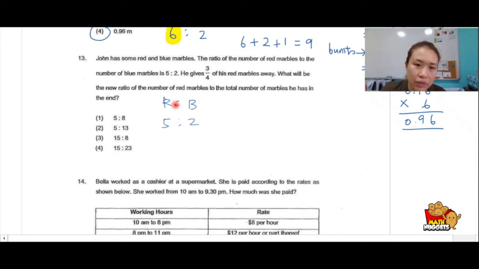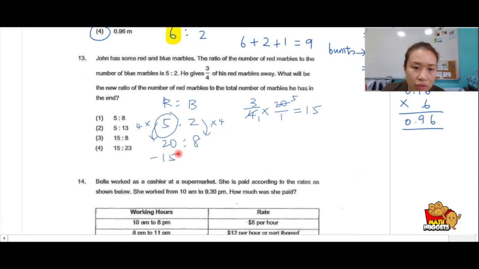Now we want to divide the red into 4 parts, but it's currently 5. So we need to multiply it by 4 so that we can take 3/4 of it. Okay, so we times 4, it becomes 20. This times 4, this is 8. So now we need to know what is 3/4 of 20 units. 15 units. So he gave 15 units away. Okay, so the new ratio would be 5:8.